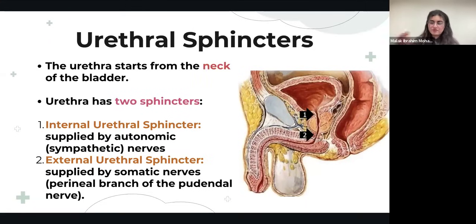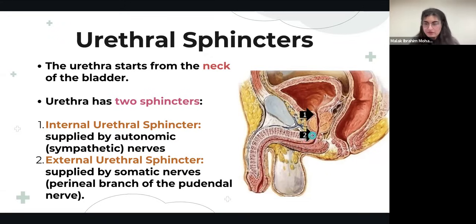Okay, now the urethral sphincters. Basically, they are constrictions that allow you to control the output of urine. The urethra starts from the neck of the bladder, as we mentioned when we were discussing the bladder, and it has two sphincters. You have the internal urethral sphincter, which is supplied by the autonomic nerves. Since it's autonomic, you can't really control this one. You have no control over it.